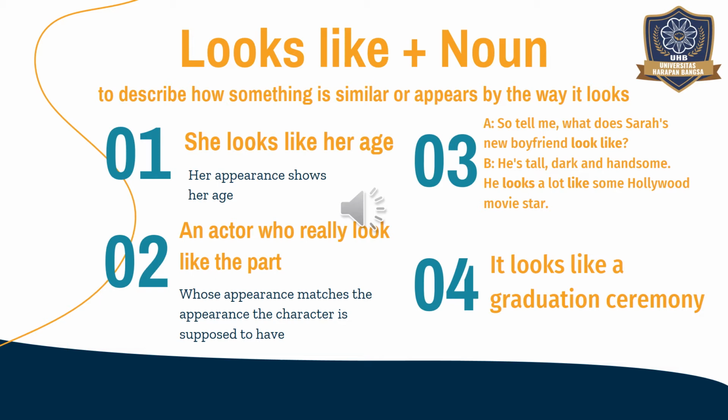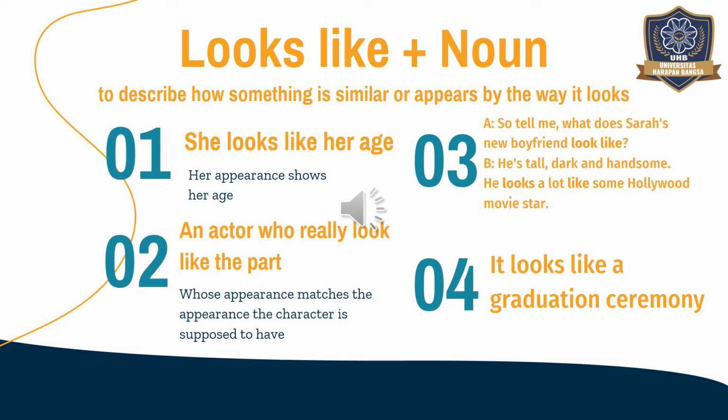In another form of sentences, here is an example with a dialogue. Speaker A says, so tell me, what does Sarah's new boyfriend look like? And speaker B answers, he's tall, dark, and handsome. He looks a lot like some Hollywood movie star. And the last example is, it looks like a graduation ceremony.